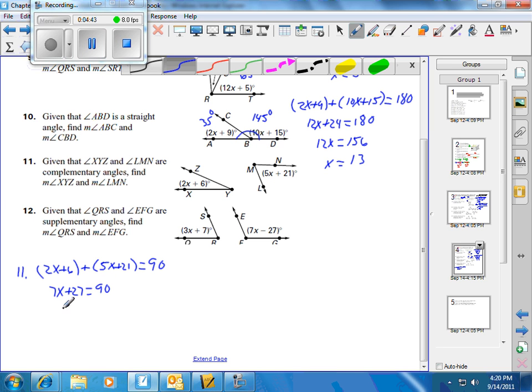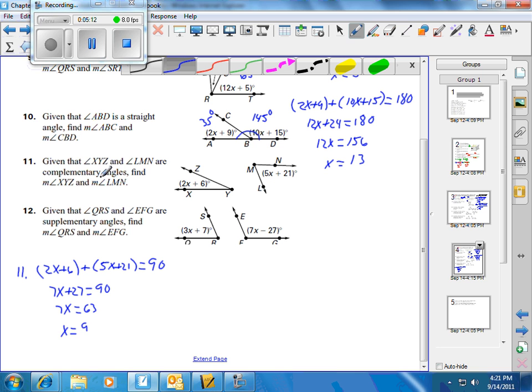So then we're going to subtract 27. We're trying to get x by itself. So we'll get rid of the addition first by opposite operations. We'll subtract 27 on each side. 90 minus 27 is what? 63. And then 7 goes into 63 9 times. The last thing we're going to do: 7's being multiplied to x, so we'll undo that by doing the opposite, which is dividing by 7 on each side. So we have x is equal to 9.